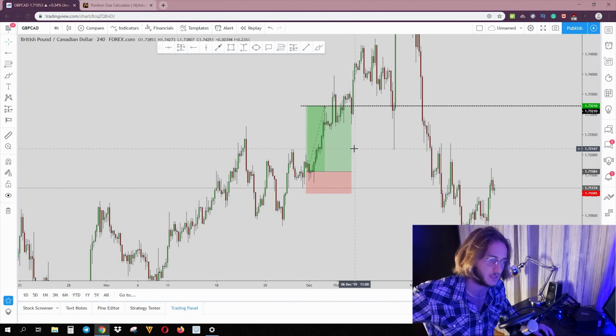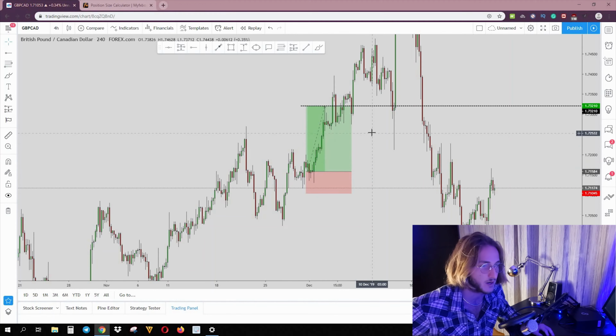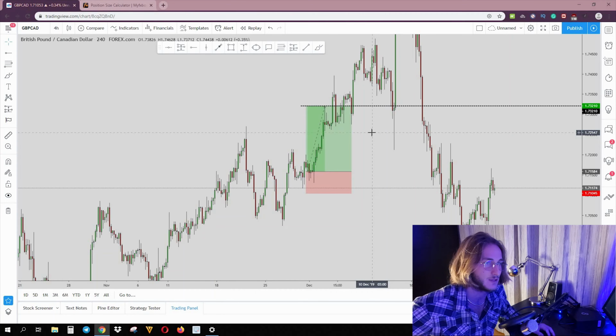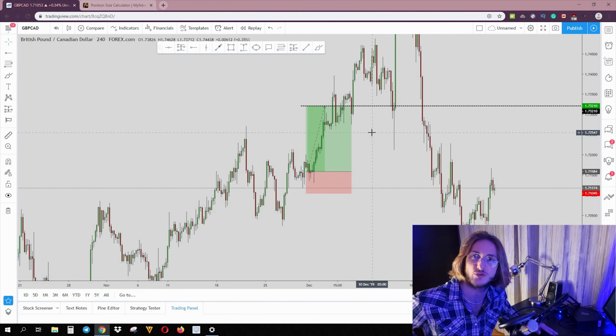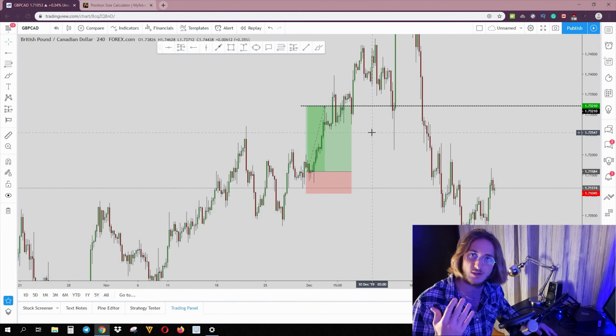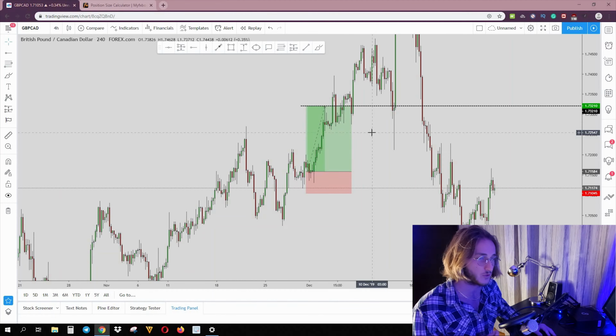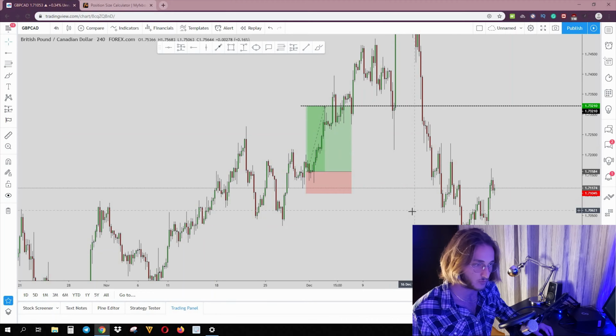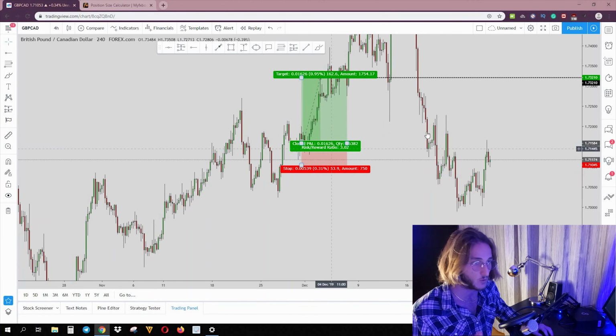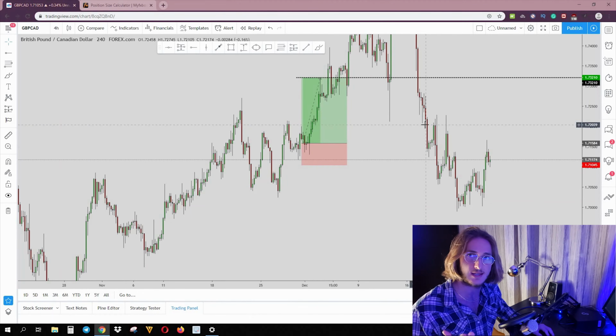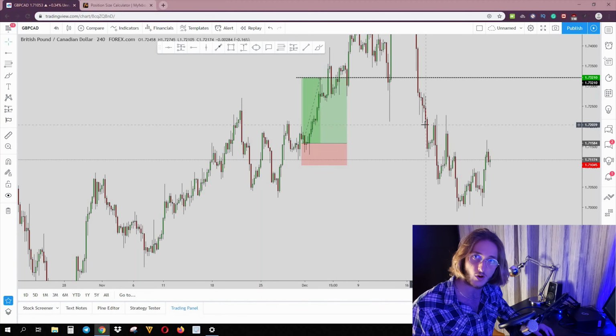Once you have this, there is a second part: you need to have at least a 1 to 3 risk to reward. It's extremely important when you're trading. Why a 1 to 3 risk to reward? What does it mean in the first place? It means that if you're risking 1%, you want to make at least 3%. You want to make at least triple of what you're risking in the position.